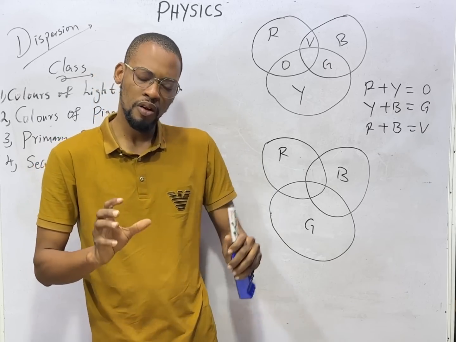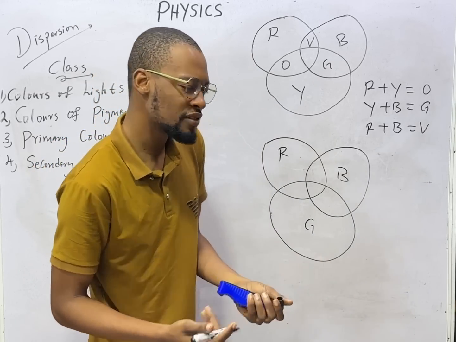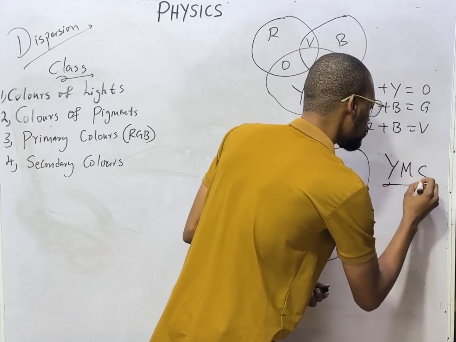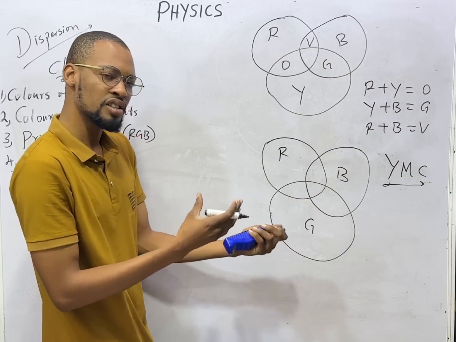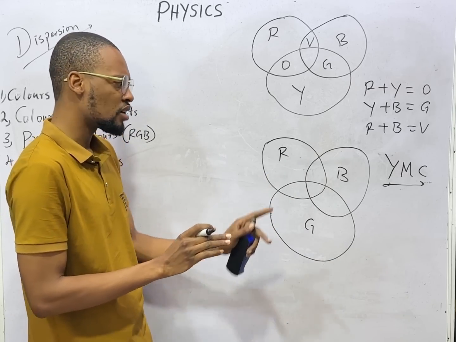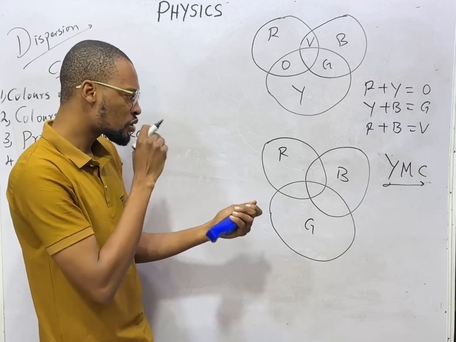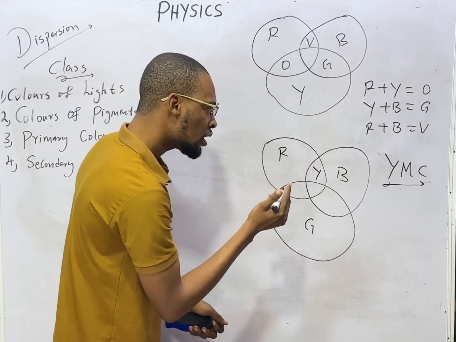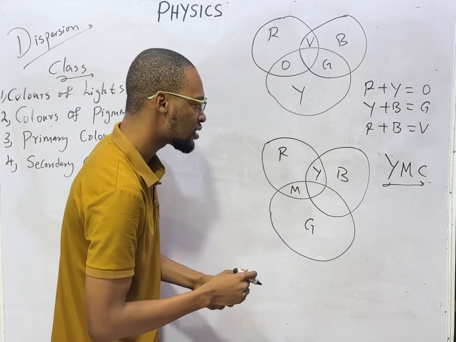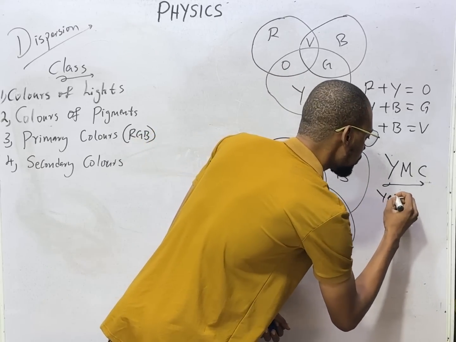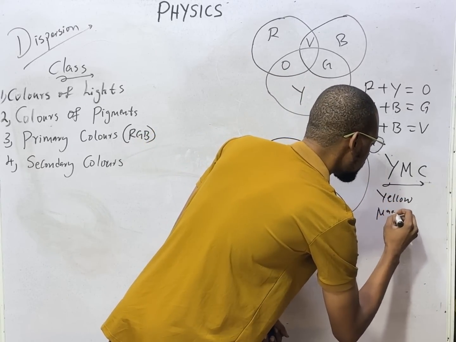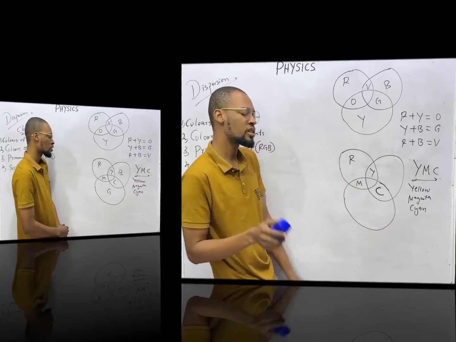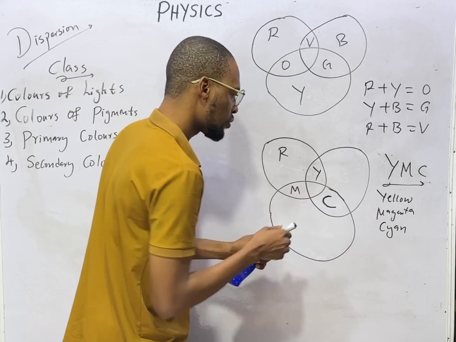So look at this. The subtractive colors, or you call them subtractive primaries, are Y, M, C. What is Y? Yellow. What is M? Magenta. What is C? Cyan. So let's place them here. Y, yellow, is here. M, magenta, is here. C, cyan. Yellow, magenta, cyan. Please, there is a mix up here. This is RGB.